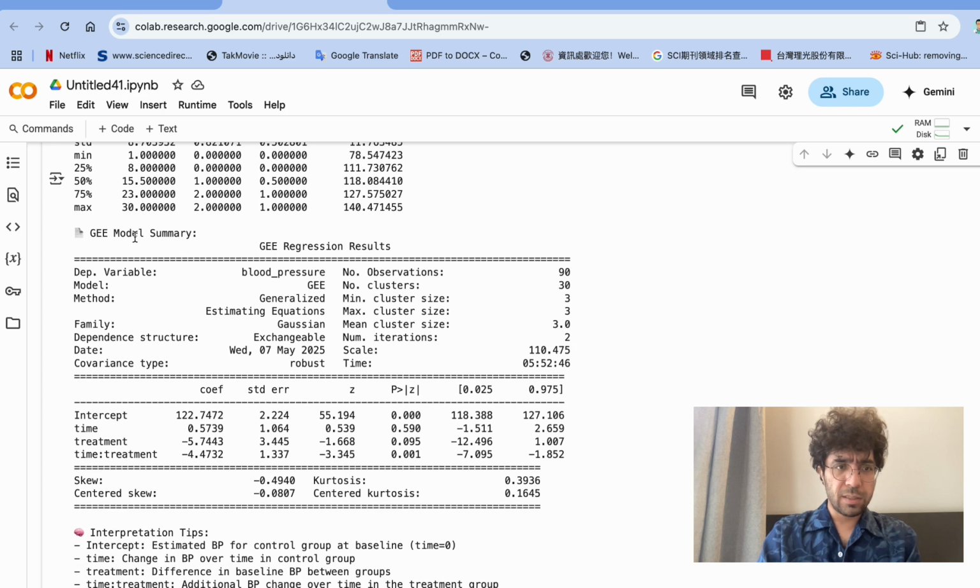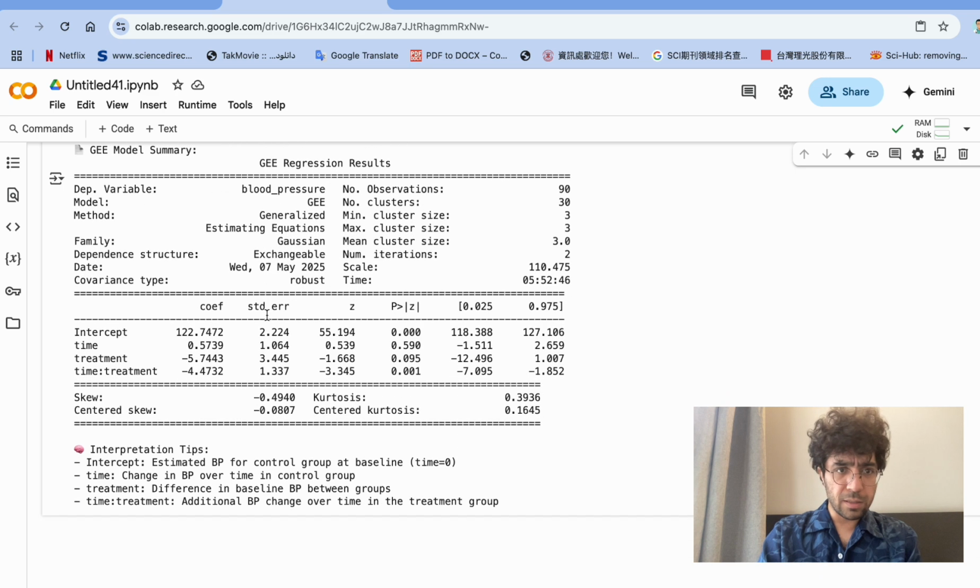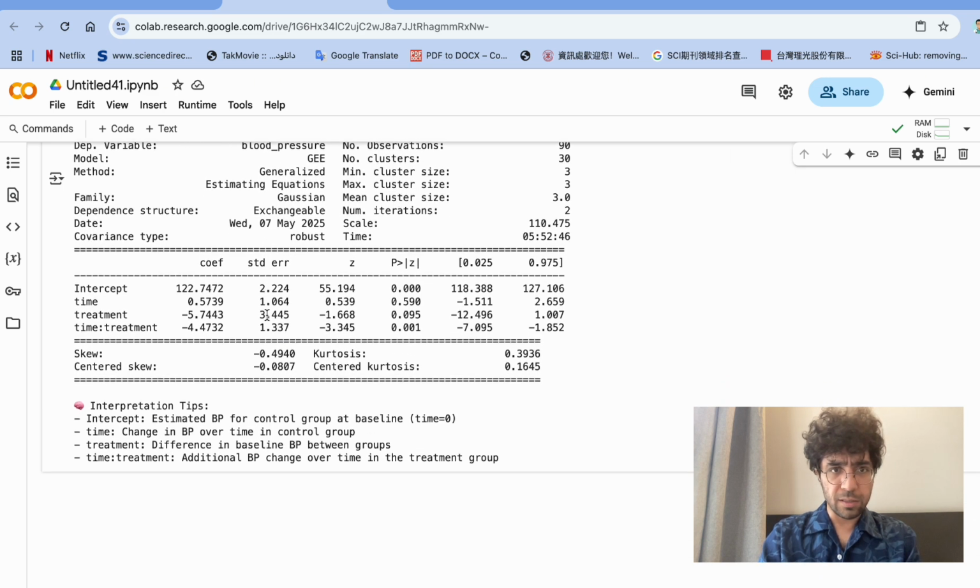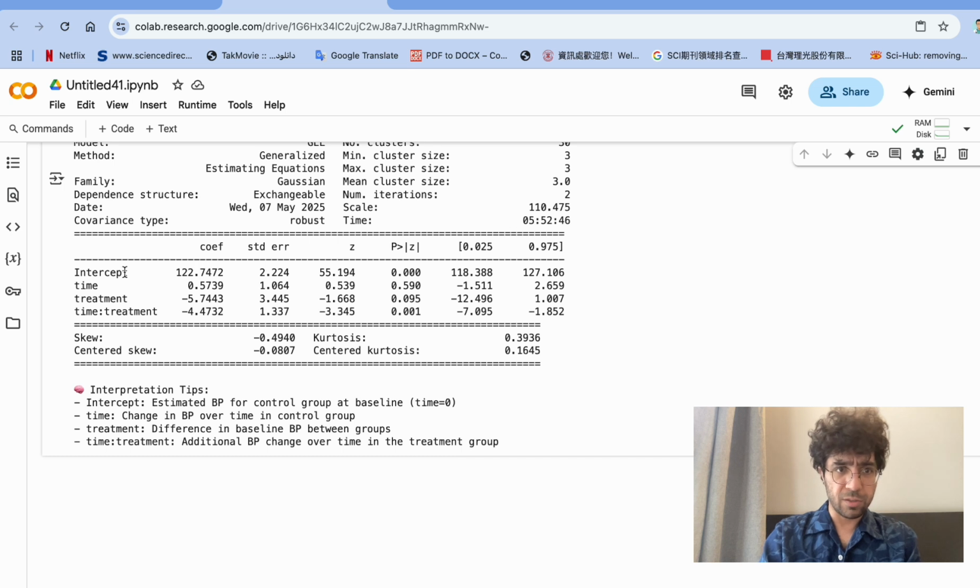So you can see that this is the GENMOD summary here, that you can see 90 observations. These are 30 clusters, and minimum cluster size, maximum cluster size. So you can see these differently if you have missing data. And the other things here are the other characteristics of this regression result. So we are working with this.